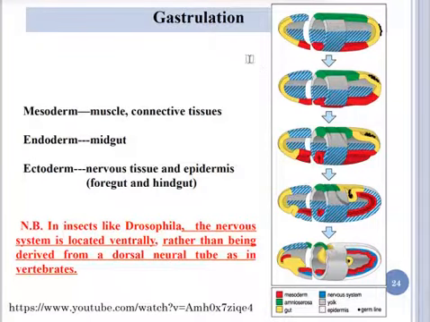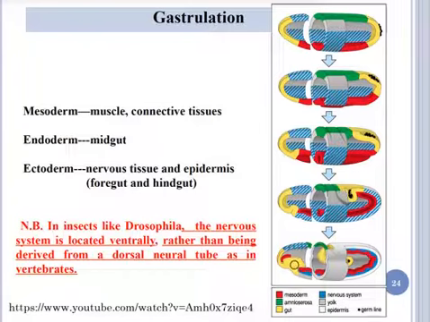So by the end of gastrulation, we have mesoderm, we have endoderm, we have ectoderm. You see, this is the mesoderm. It's ventral. It will give the muscles and the connective tissues. Then we have the endoderm. The endoderm usually will give the gut, okay, in yellow.